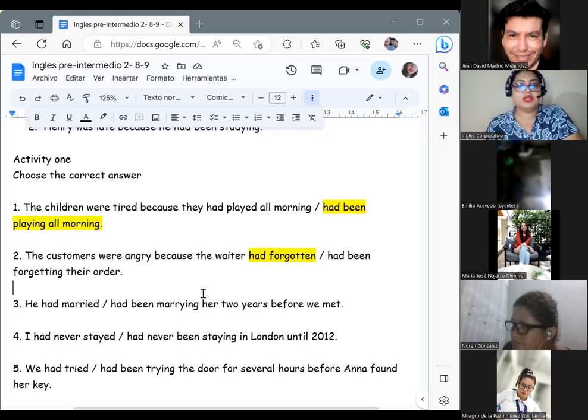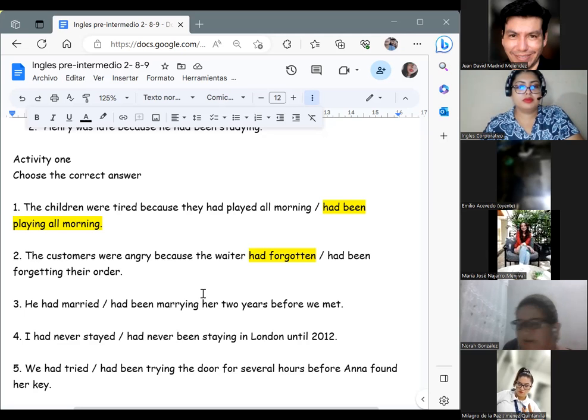He had married her 2 years before we met. He had been marrying her 2 years before we met. What is the best option? Had married or had been marrying? I think the second one. The second one. Had been marrying her.